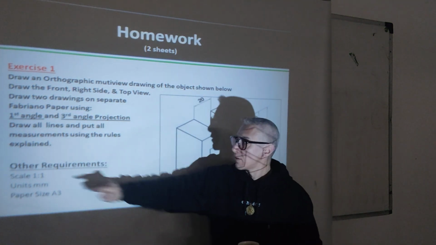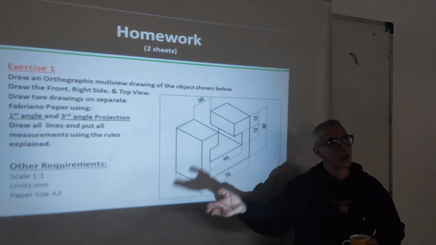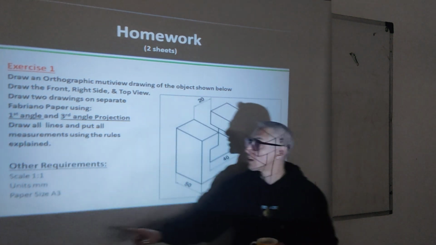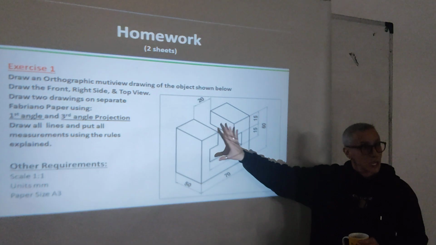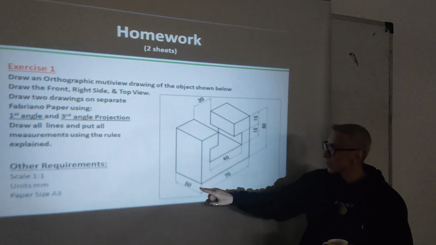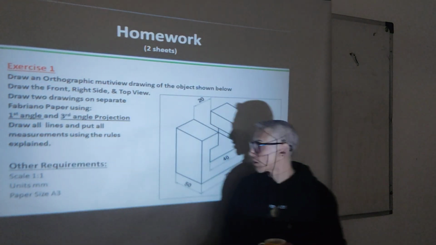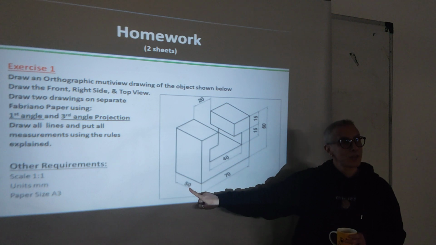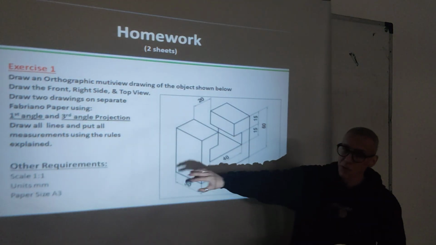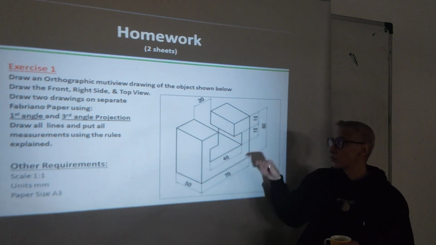So, other requirements. Here, you need to be careful because from one exercise to another they could change. This time we have scale 1 to 1. So you need to take its actual size and draw it on the paper. So if this is here, this is what, 50 here? Units, millimeter. So 50 millimeter, that means 5 centimeter. Okay, from here to here. Scale 1 to 1, meaning 5 centimeter, I draw it 5 on the paper. Okay? As a front view.